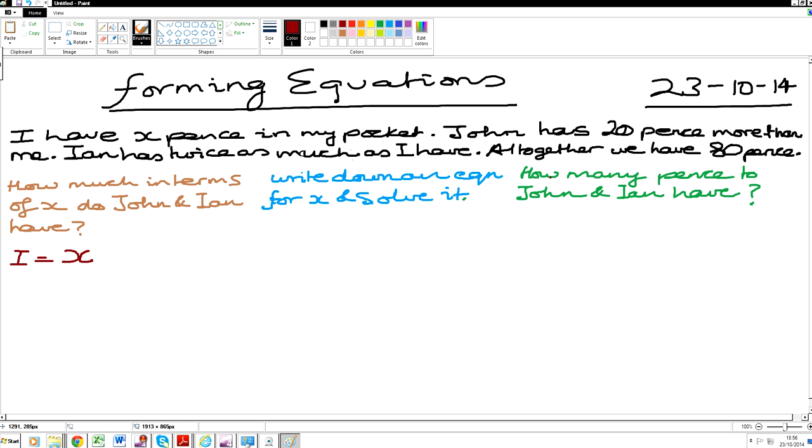Then John has 20 pence more than me. So Bilal, how would we express that? I is the first one. I have X pence, and John's got 20 pence more than me. How would you write that as algebra? For J, for John, John equals what? Give me the full expression. X plus 20. Well done. So he's got what I've got and another 20. Can we all see that? Good. So John is that.